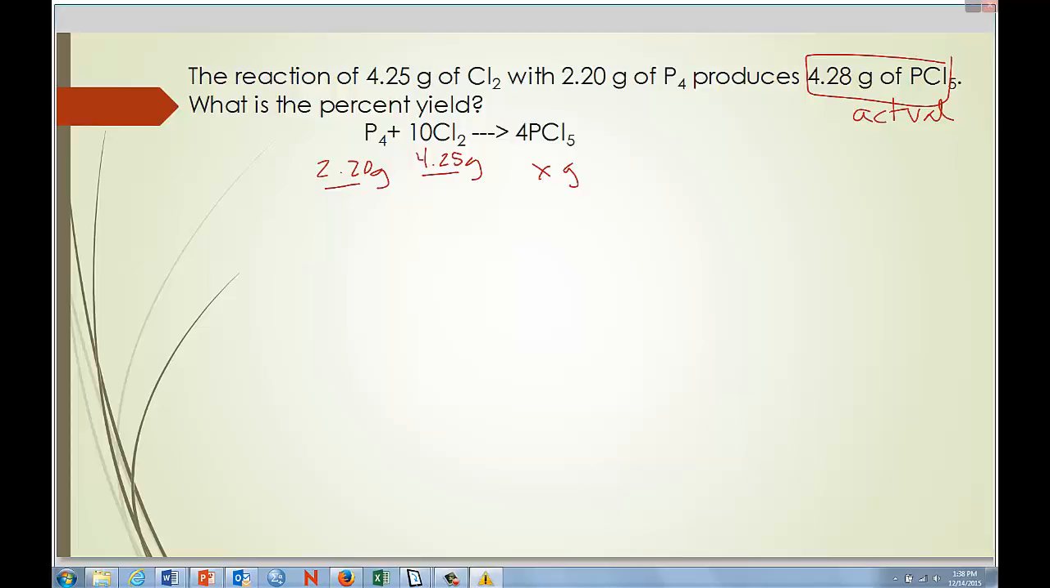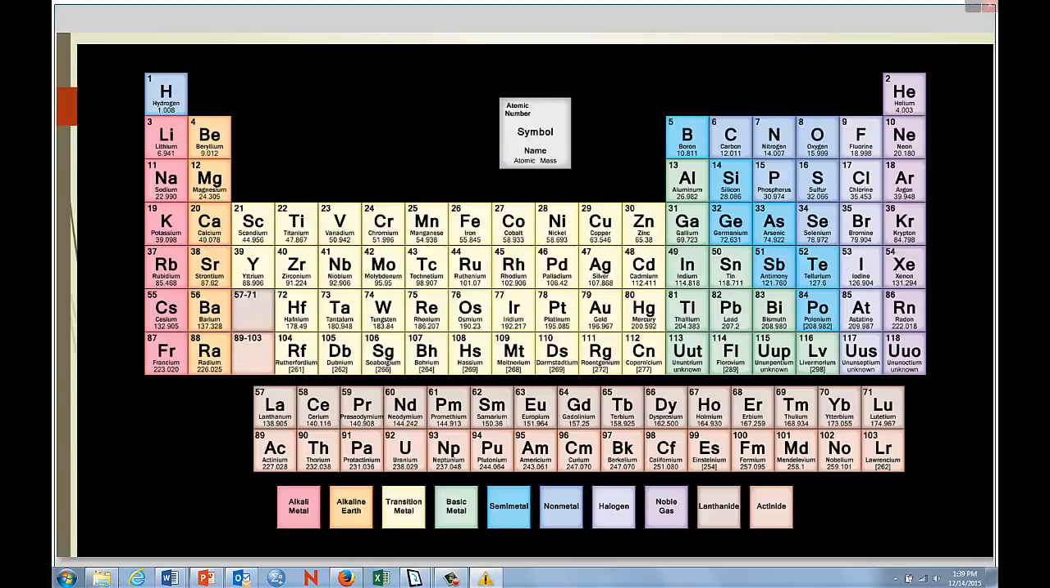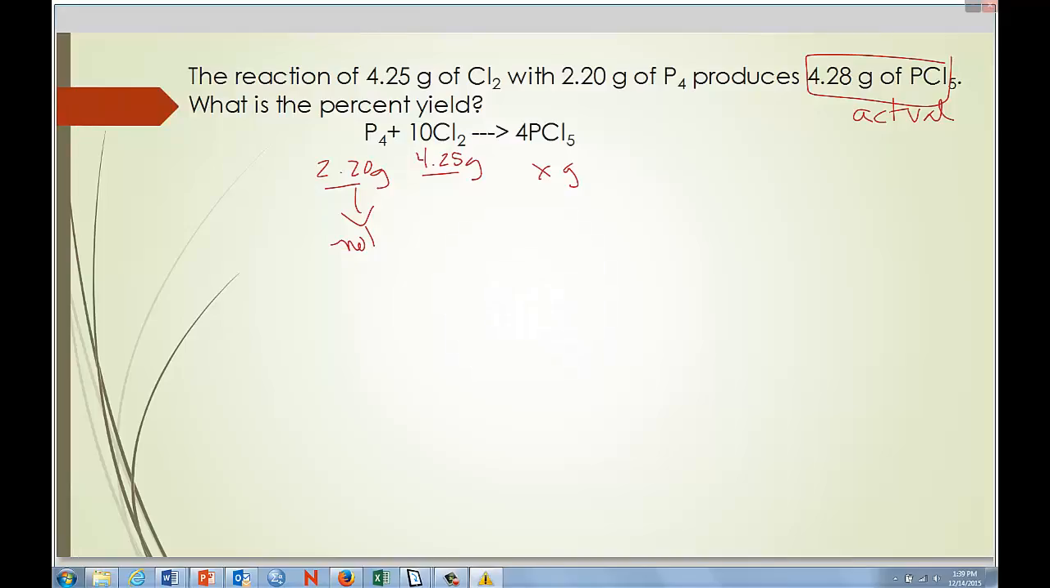In order to go from one compound to another, we have to go through moles. So I need to convert this over to moles first. In order to go from grams to moles of P4, I need to figure out the molar mass. So I look at phosphorus, 30.974. I have 4 of them here, so I'm going to multiply that by 4. That comes out to be 123.896.